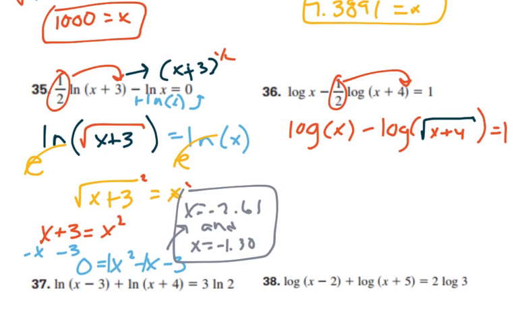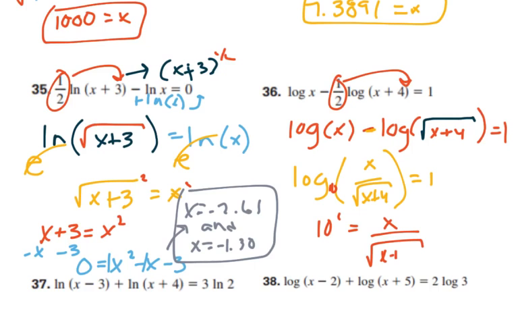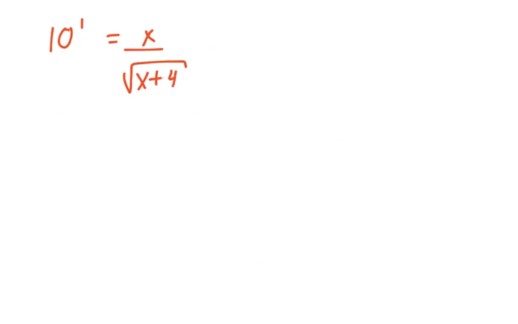Alright, so this one's a little different than the last one because I can't move over the log and not have that 1 there. So instead I'm going to write this as 1 logarithm because that subtraction means division. So log of x over the square root of x plus 4 is going to equal 1. Which means we can rewrite this. This is base 10, so 10 to the 1 is going to equal x over the square root of x plus 4.